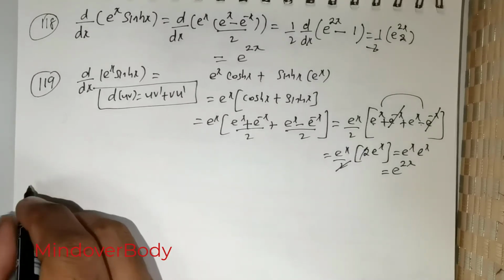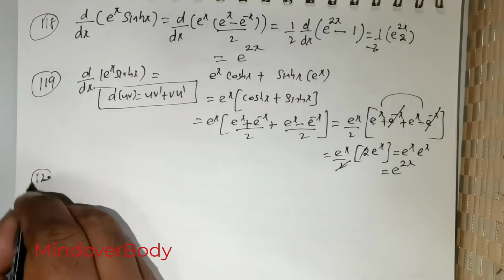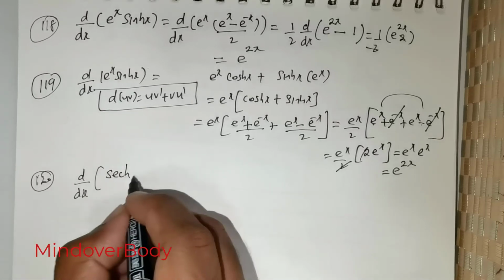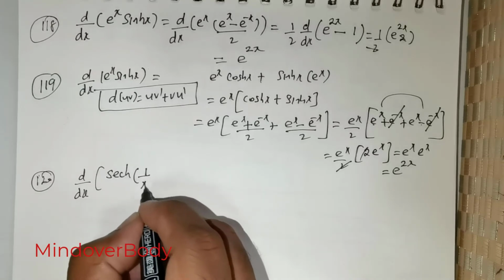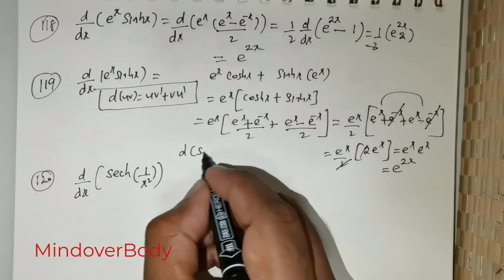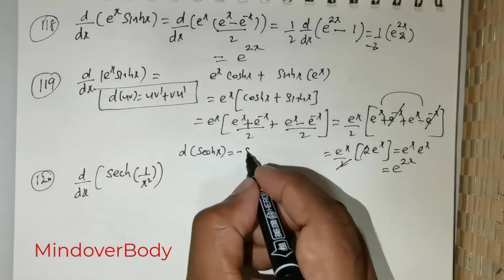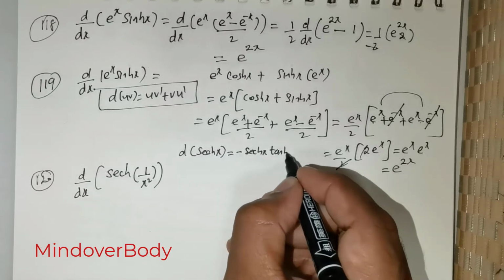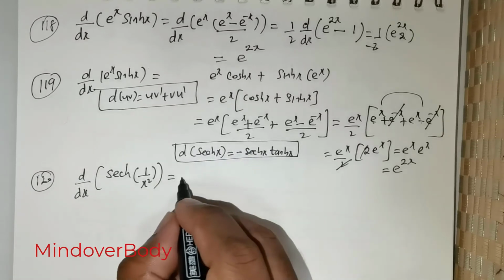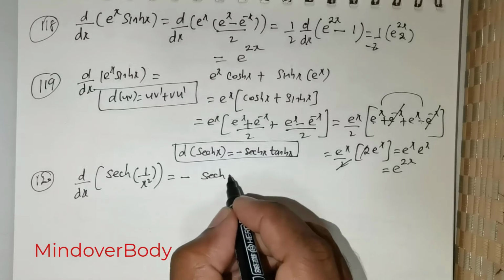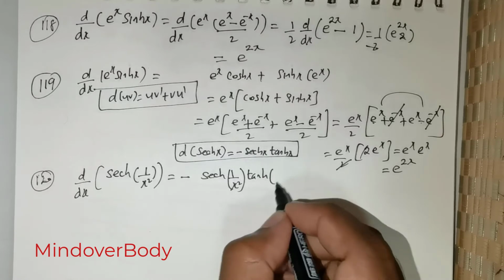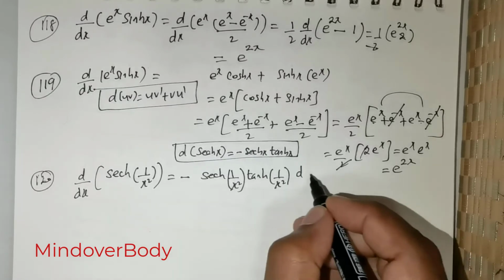Now let's do another question, question number 120. I would like to show you what happens if we differentiate hyperbolic secant of 1 over x squared. Now, I've just shown you that the differentiation of sech x is equal to negative sech x times hyperbolic tan x. So we know this. If I were to use this formula, this is going to be negative sech of 1 over x squared, times tanh of 1 over x squared, times the differentiation of 1 over x squared.